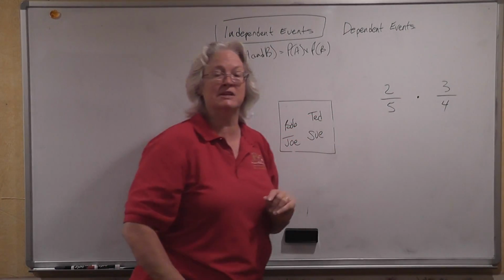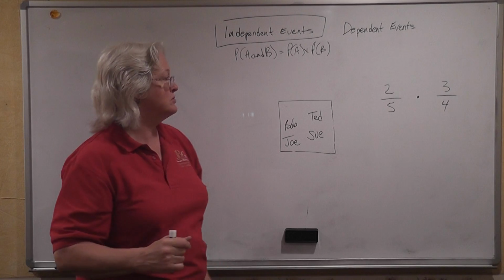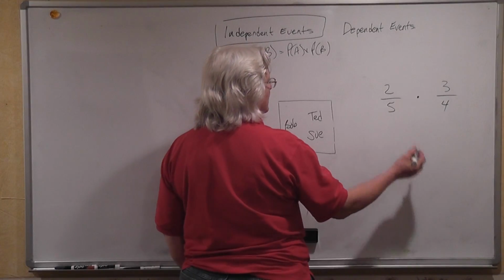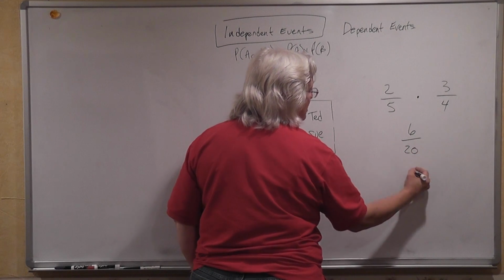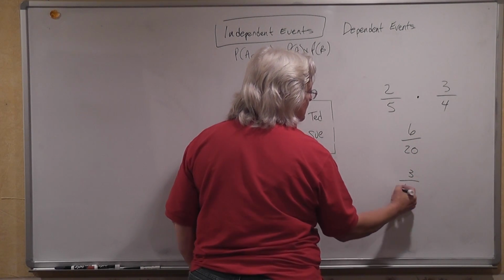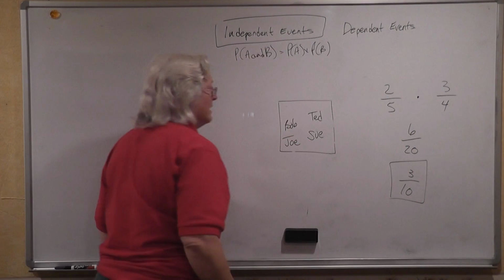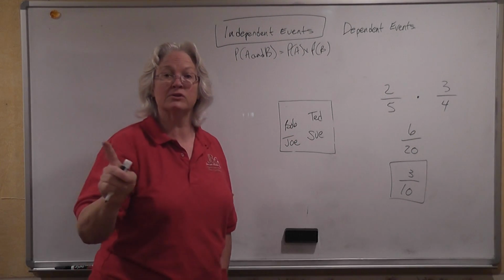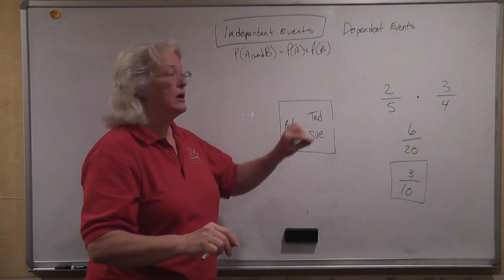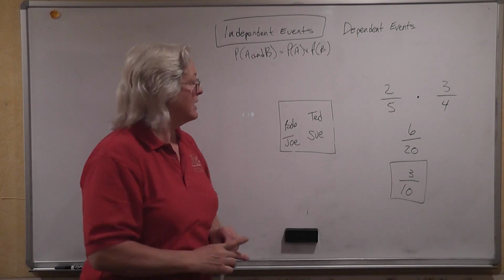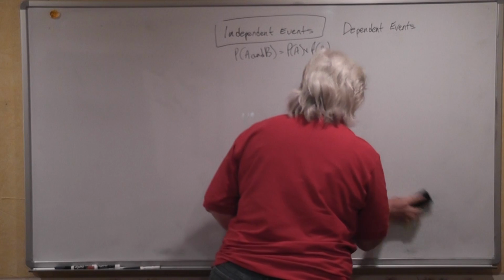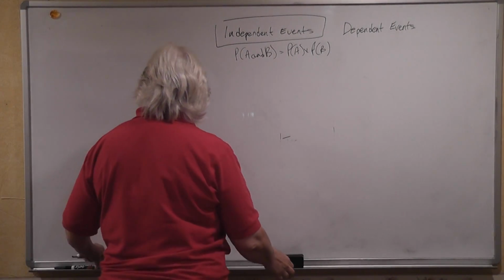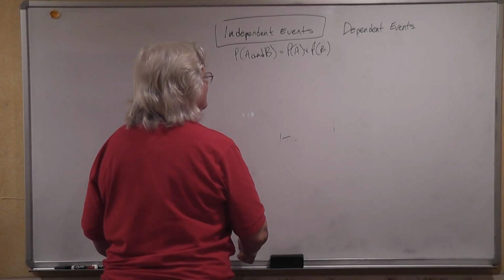And we have 3 boys' names, and we multiply those 2 probabilities together. So you have 6 out of 20, reduced to lowest terms is 3/10, or 3 opportunities in 10 that you will first draw a girl's name from this box, and then draw a boy's name. Okay? Let's go ahead and see how they write this formula for dependent events.